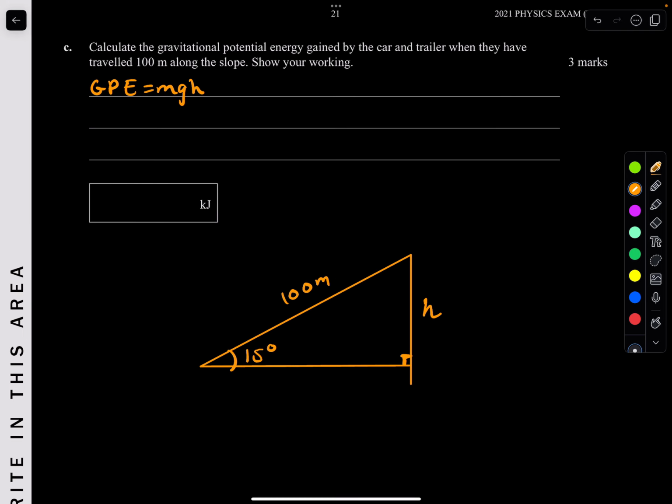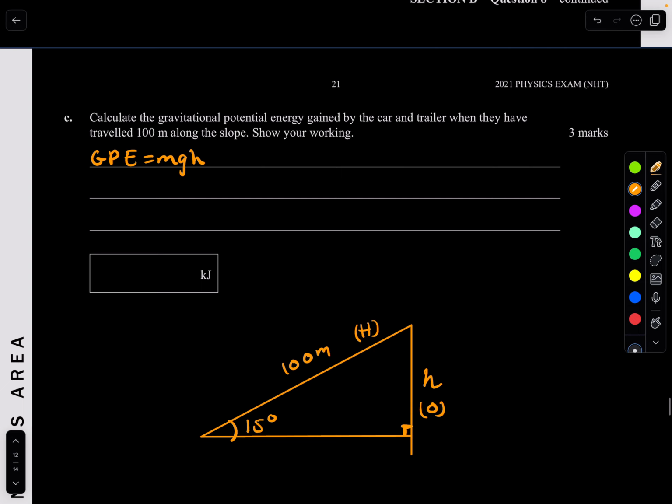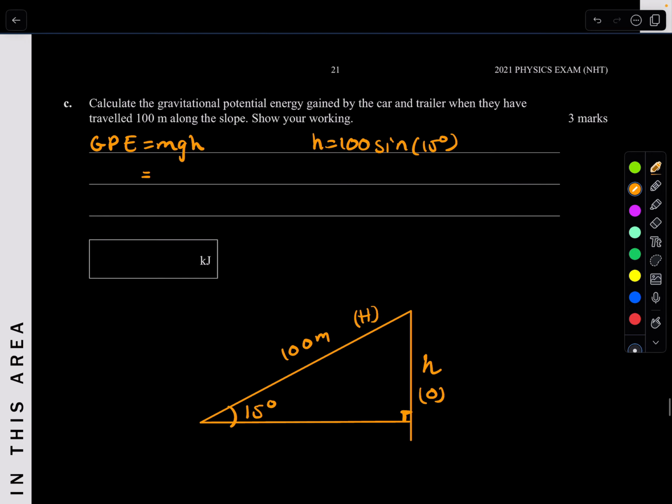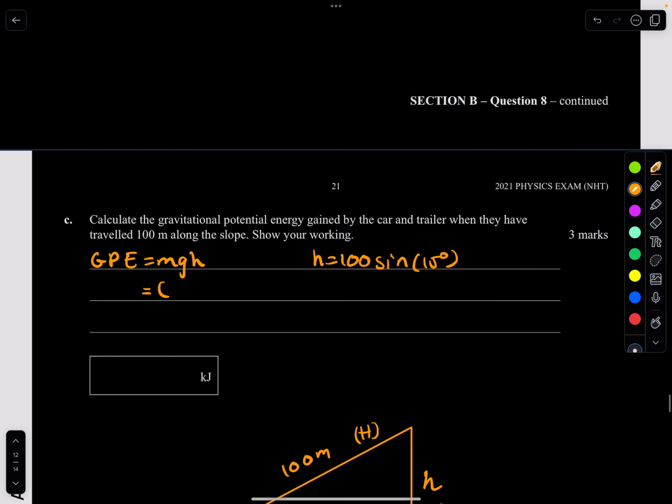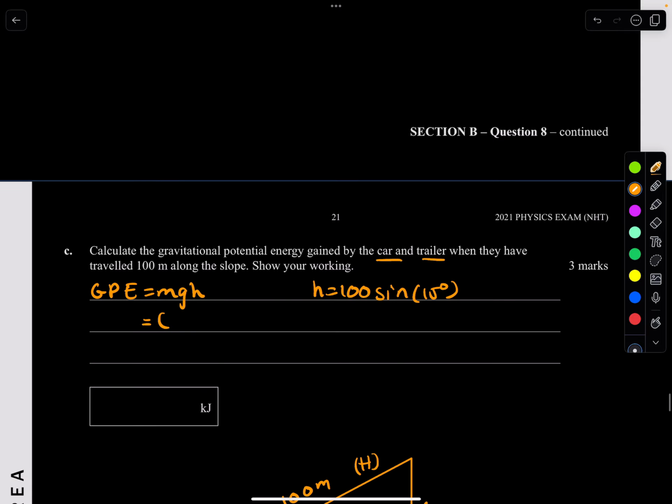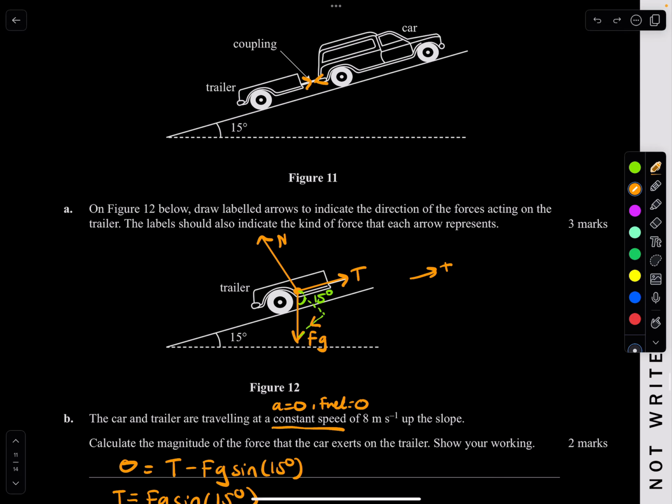So to do that, we need to get the height. We know that this is your opposite. This is your hypotenuse. So your height is just 100 sine 15 degrees. Beautiful. And we can put this all into this formula. So the mass of both the car and the trailer, remember they're saying car and trailer, so you need to add both those masses.